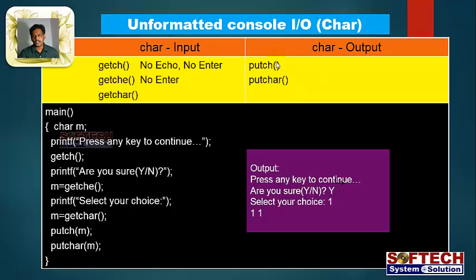putch, putchar are two functions to give the character on screen. But both are the same. So putch of m, if we press 1, the 1 is assigned to m. So it displays 1, putchar displays 1. Both are the same, both give the same output, 1 1.